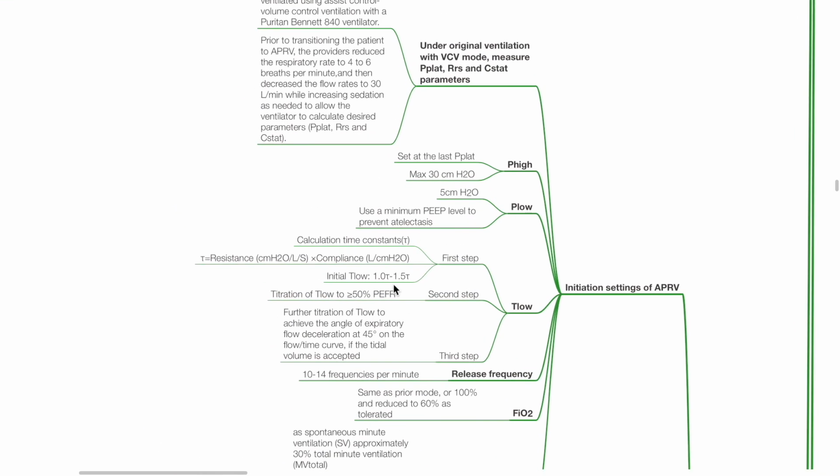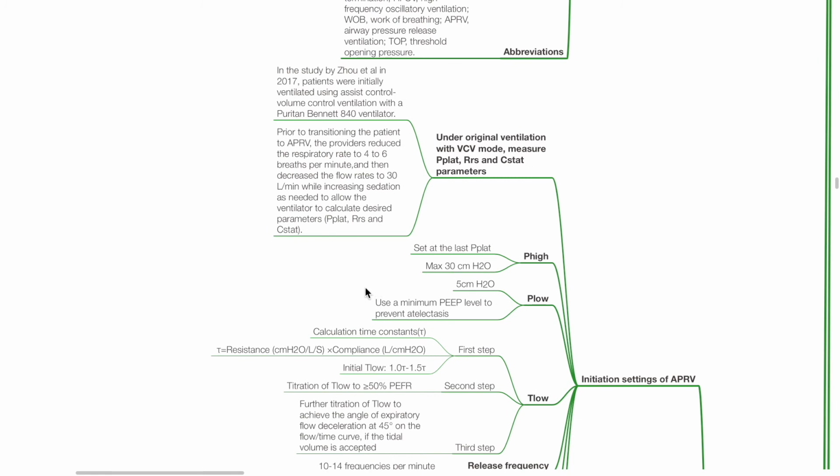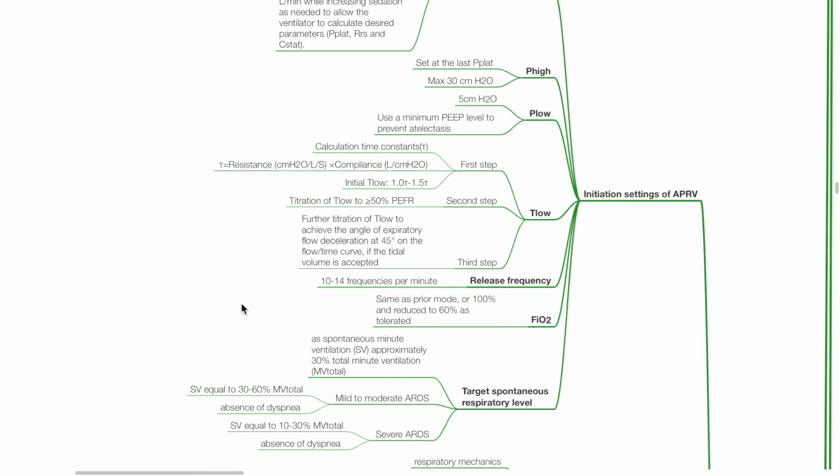Initiation of settings. Under the original ventilation with VCV mode, measure P plateau, airway resistance and compliance parameters. P high is set at the last P plateau, maximum 30 cmH2O. P low is set at 5 cmH2O to prevent atelectasis. To set the T low, the first step is to calculate the time constant, which is resistance times compliance, and initial T low is set at 1 to 1.5 times the time constant. The second step is to titrate T low to 50% or more PEFR.